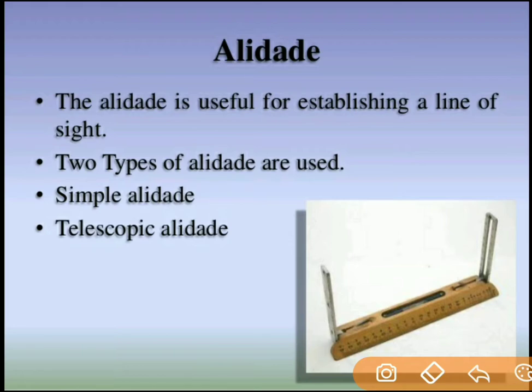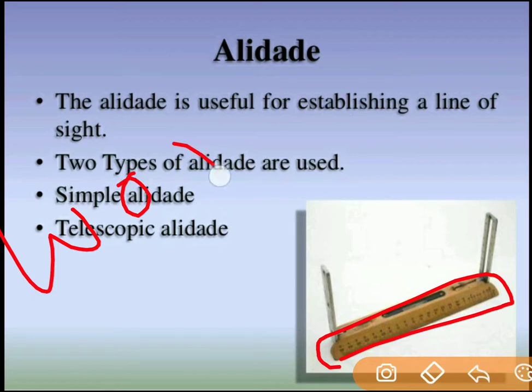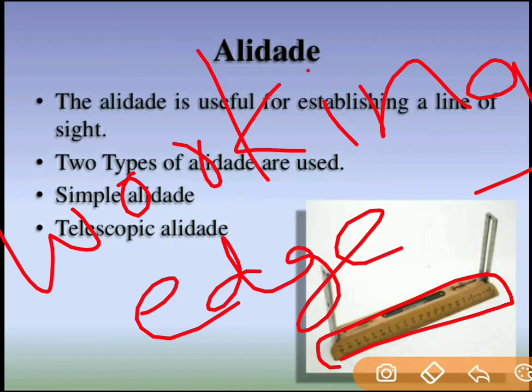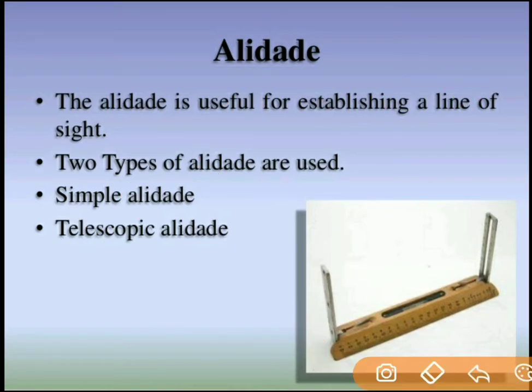Next, the alidade. Another accessory required to do plane table surveying is the alidade. This is the alidade, with a scale here. This is the fiducial edge, or working edge, of the alidade. The alidade is useful for establishing the line of sight.